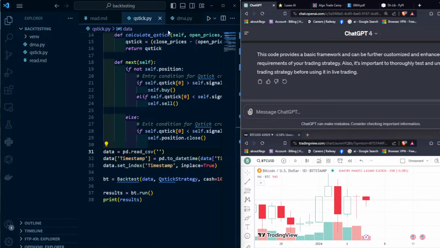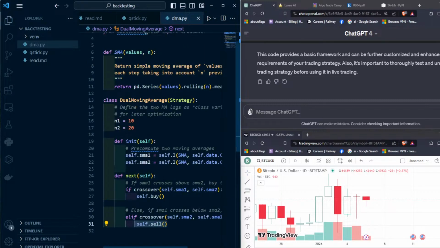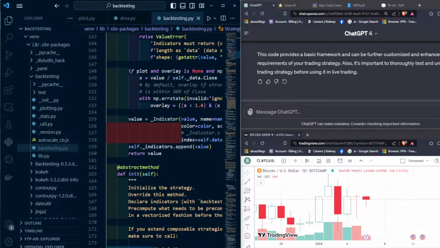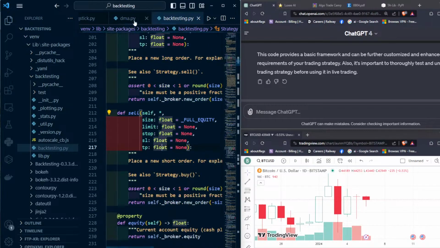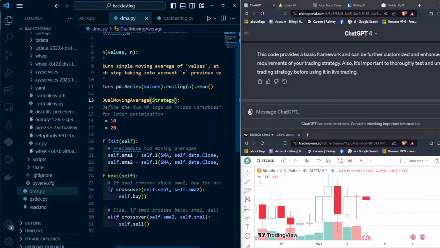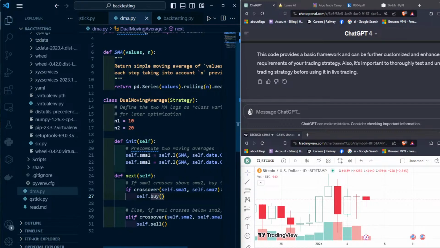So let's continue implementing. I specified when to buy and when to sell, and these functions are of course predefined in the parent class. If you want to know details, you could just get into here. You will see that most of the functions that we're using are predefined, the buy function and the sell function, but you're just giving it the condition: if SMA1 crosses over SMA2, then you're going to buy, but if it's the other way around, you're going to sell.